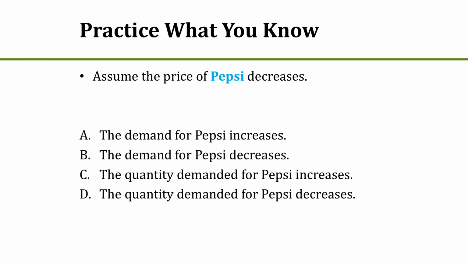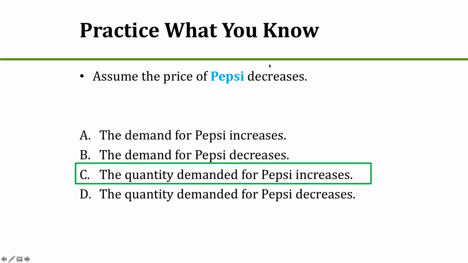And the next question, assume the price of Pepsi decreases. As you know, when the change is coming from a price factor only, that means only a price change, this will cause a movement along the demand curve. So basically the quantity demanded will change, but the demand itself will stay intact. And the correct answer is, since we have the law of demand, which says that price and quantity demanded are inversely related, the price is decreasing, so the quantity demanded should increase. The correct answer should be C.